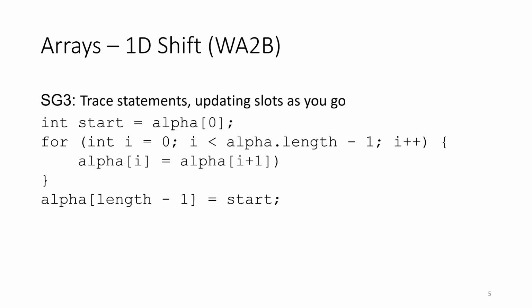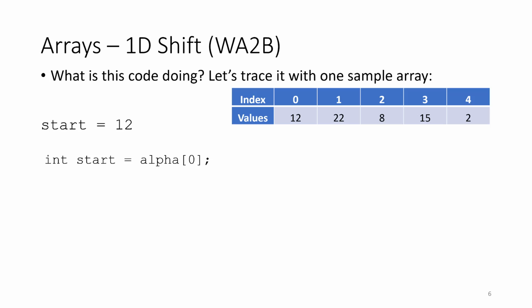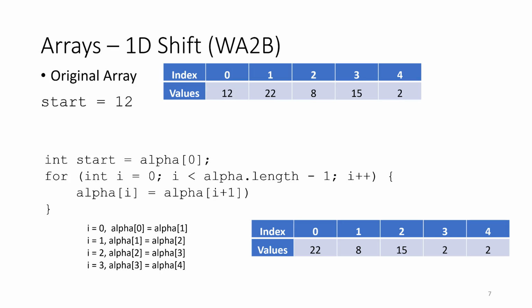Subgoal 3. Trace the statements, updating the slots as you go. Let's look at what happens with this code when we trace it with a sample array. The first statement is the integer variable start receives the value at alpha[0]. At alpha[0], the value is 12, so 12 is assigned to the variable start.